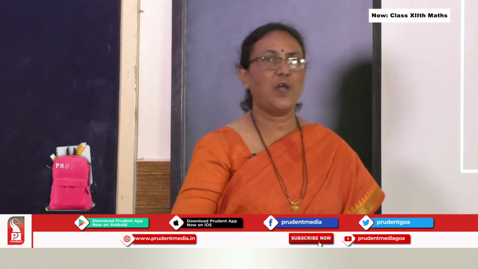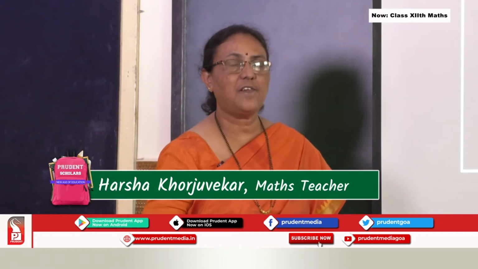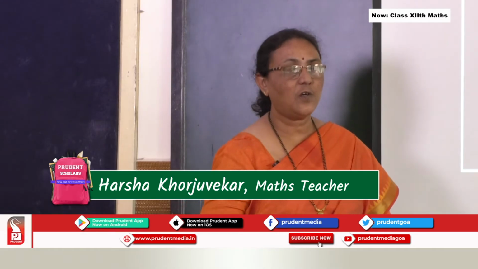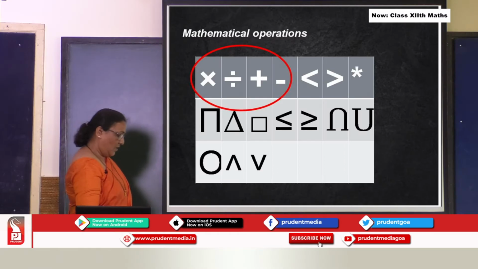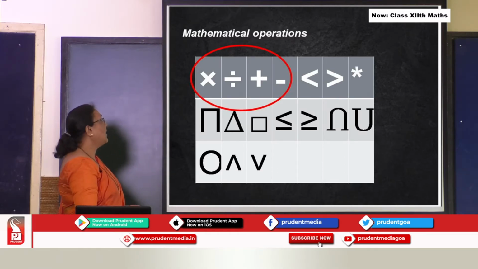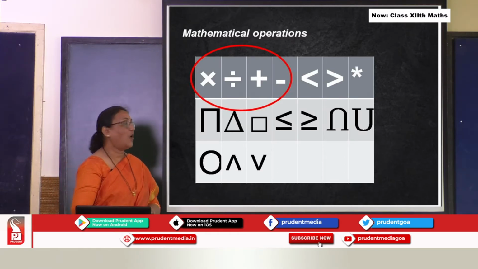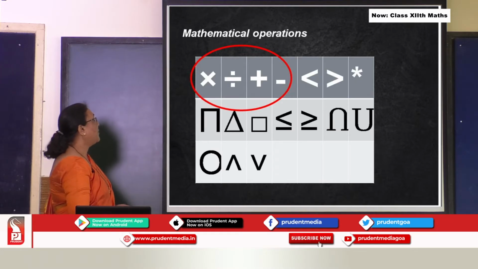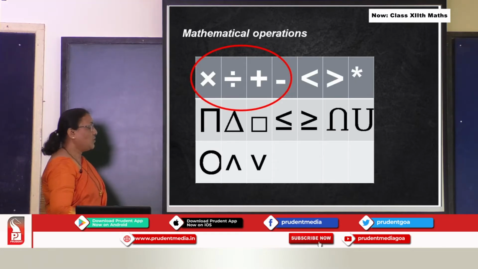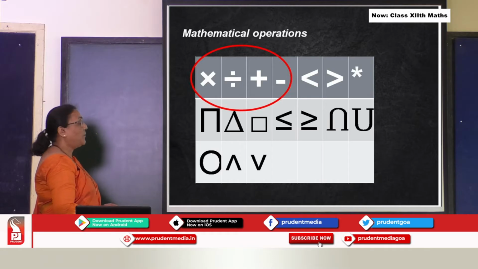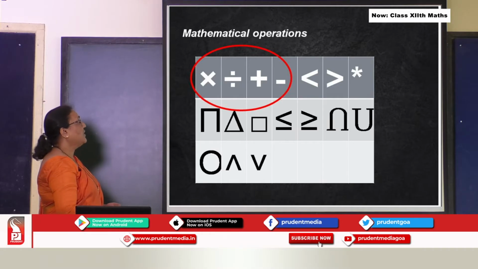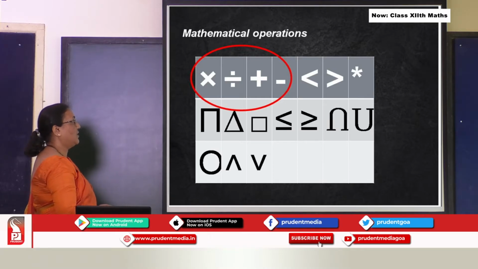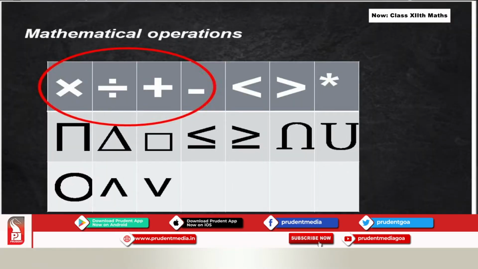Hello students, you have already learned the relation and function lesson. This is a part of relation and function only: binary operations. Now see, we know mathematical operations. Mathematical operations are so many. Multiplication, division, addition and subtraction are the basic mathematical operations. Now you are going to learn many more operations in this lesson.